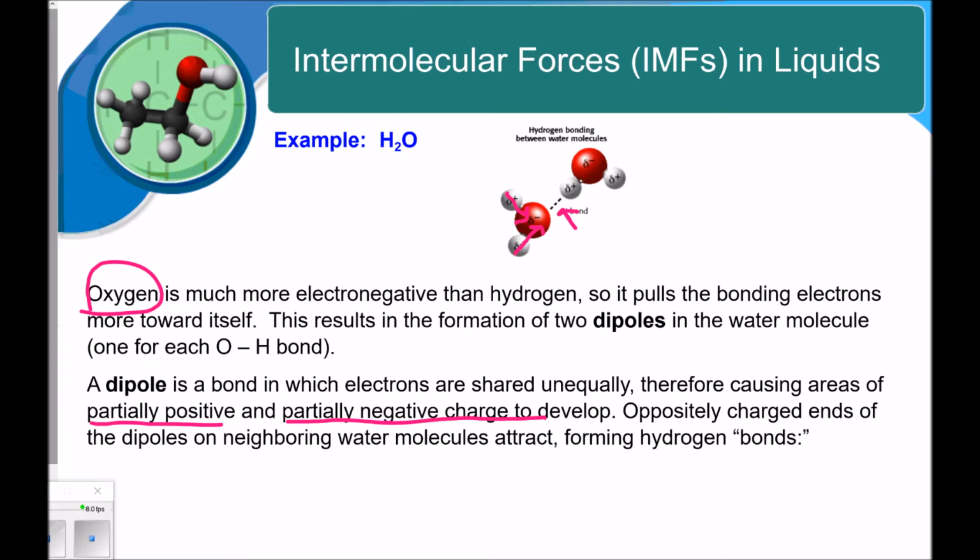If we were to line up two hydrogens with each other, they're both partially positive, they would repel. So think of them as magnets. Two positives repel, but a positive and a negative attract.